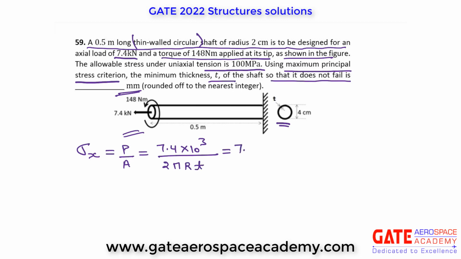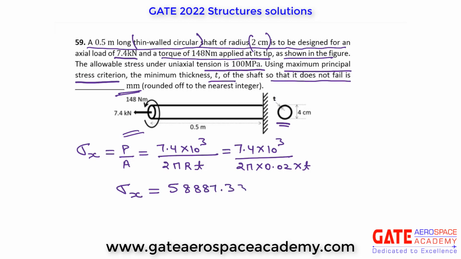So let's substitute R value. 2 pi into R is 2 centimeter here. So 0.02 meter into T. Correct? So sigma x will be equal to 58887.33 upon T. So we will get stress in terms of thickness T, because T we have to find out.